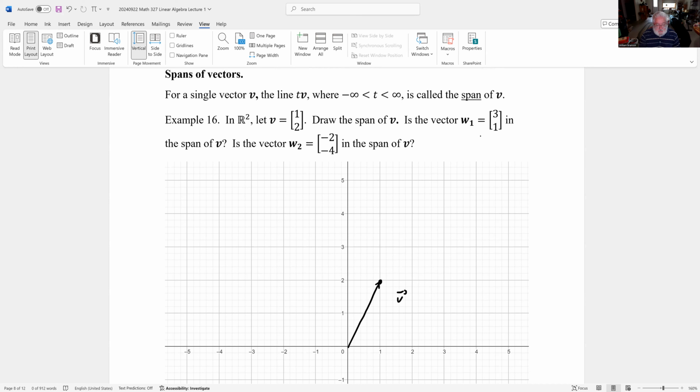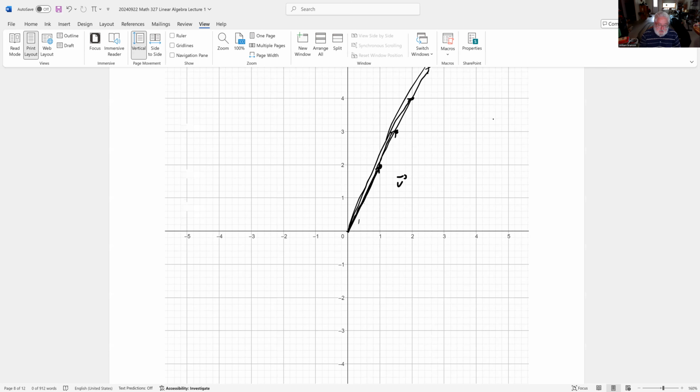So if t is 2, you would go up to 2, 4. So that point is in the span of v. And if you had t equal to 1.5, then you would be at 1.5 and 3. That point would be on it. And if t equals 10, you would have the point 10, 20. Right? And actually, we're thinking of these as all being vectors. They all lie on the same line. And no matter what t you pick, you always get another point on that line. And if you start taking negative t's, you get all of these points down here.